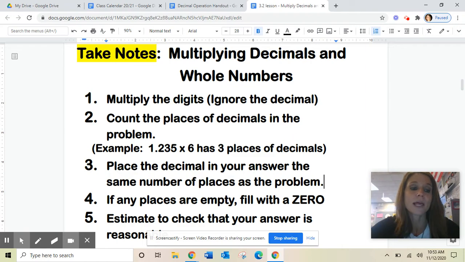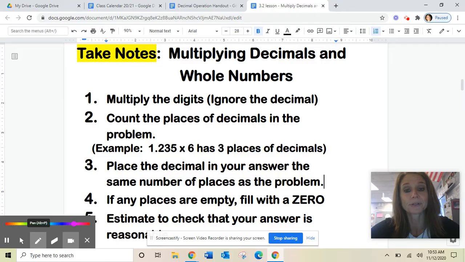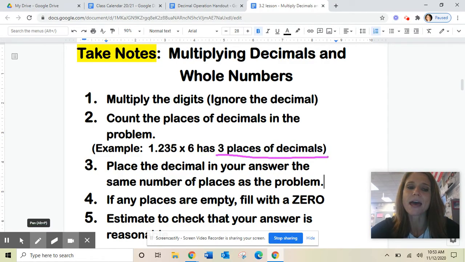So for example, 1.235 multiplied by the whole number 6 has 3 places of decimals. What I mean by that is it has tenths, hundredths, and thousandths, and that's why there's 3. Our answer also needs 3 places. It needs tenths, hundredths, and thousandths as well. So once you get your digits from multiplying, you'll just go back and place a decimal correctly.